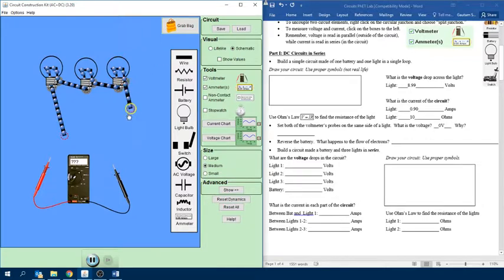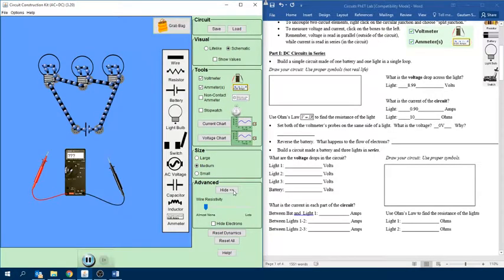Now, we established that these are 10 ohms. Change the wire resistivity as well. Alright, let's see. Let's try the non-contact ammeter real quick. Am I getting a current?